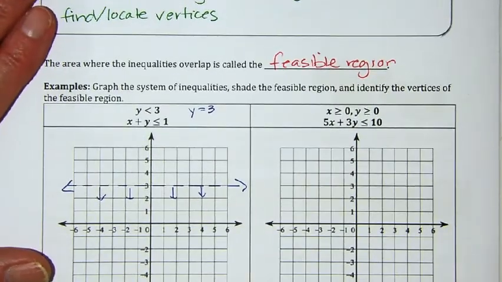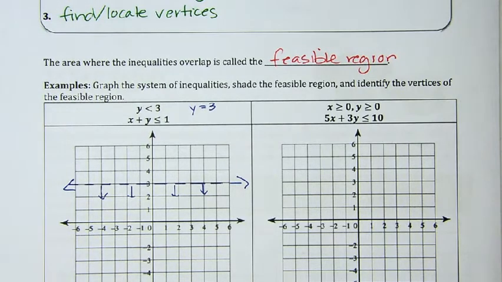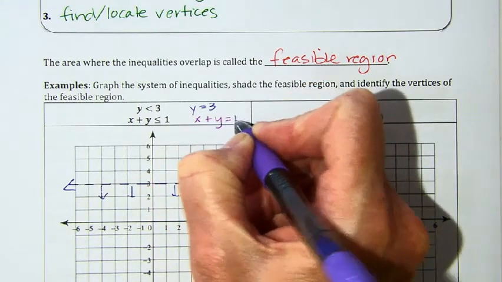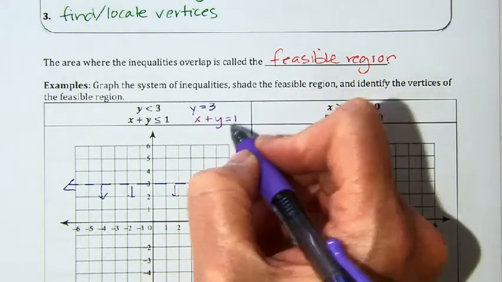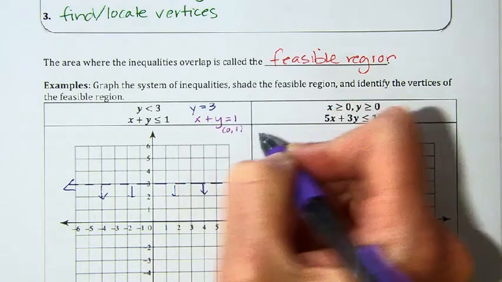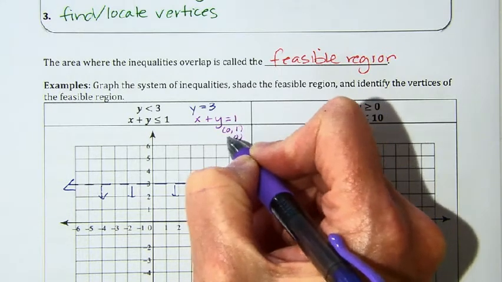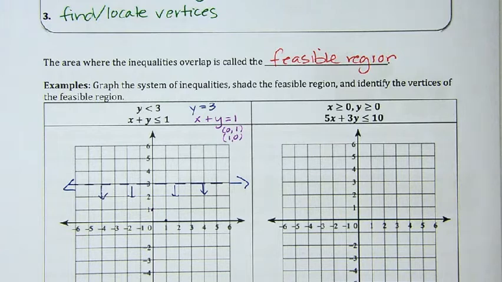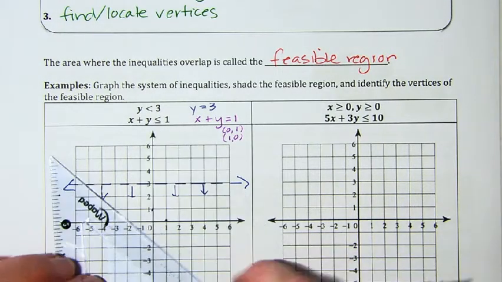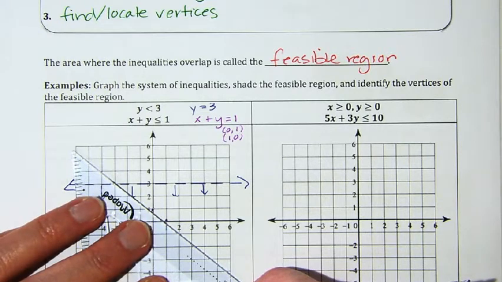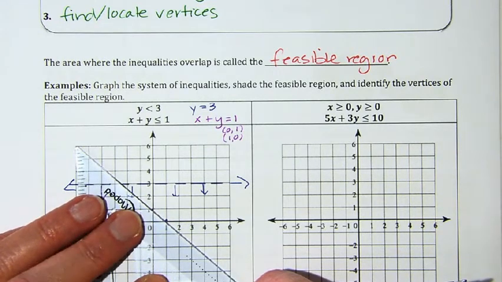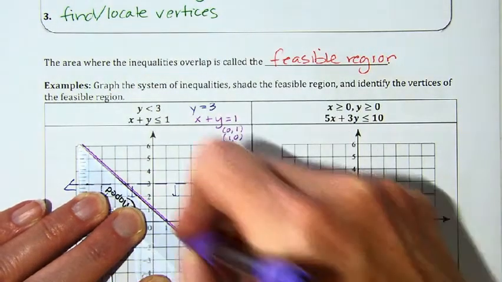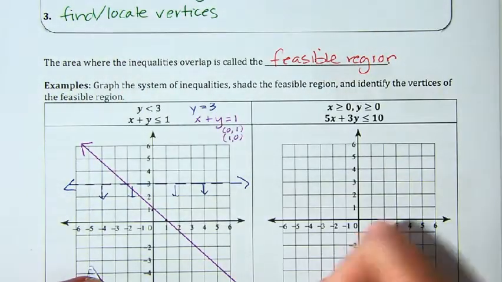Now my other line, x plus y is equal to 1, or I'm pretending like it's equal to 1 for just a second. So x plus y is equal to 1. If I plug in 0 for x, I have a y value of 1. If I plug in 0 for y, I get an x value of 1. That's kind of a nice one. And when I make my line, I want to make sure there's an equal sign there, so it is going to be a solid line. Let's see if I can get that slope in there pretty equally. Alright, so there's that line.